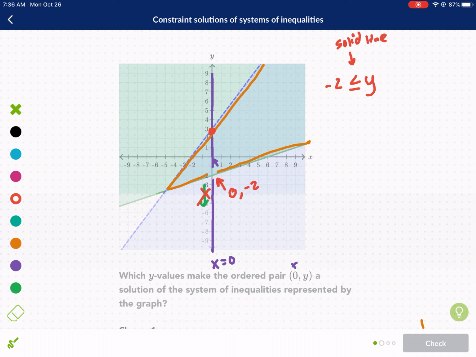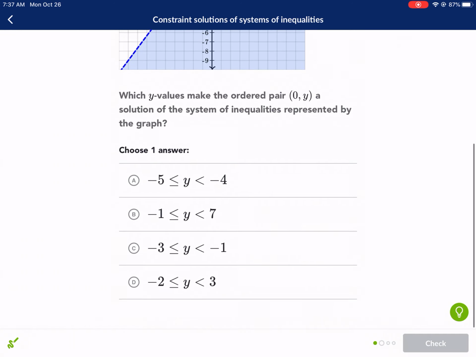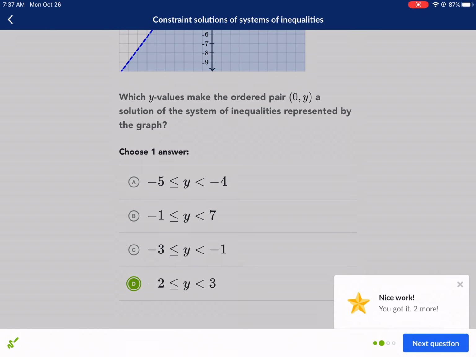Okay, now let's look at the top portion. This is our upper limit. It's a dotted line. Okay, notice how the solution, the overlap, doesn't go above, let me use a different color, notice how it doesn't go above that spot because it's not a solution. Therefore, we're stopping at y equals 3. But it can't include y equals 3 because it is a dotted line. So that is our upper limit. So we're looking for -2 is less than or equal to y is less than 3. And that is here. Check it.